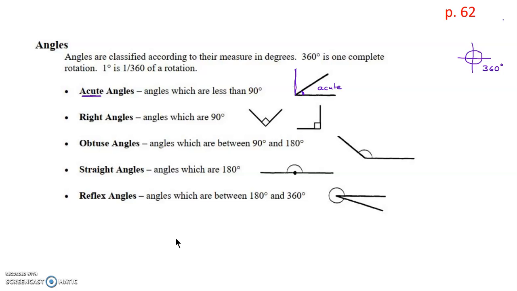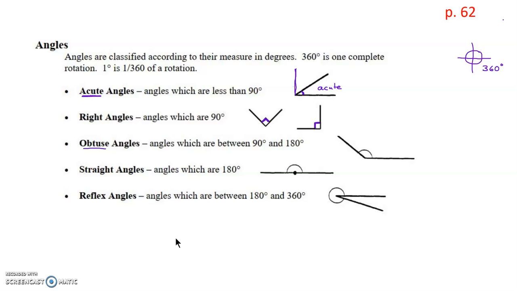Right angles are exactly at 90. So we have to be shown this square box in the corner. We have to see that to know that that's a right angle. We can't make assumptions. If we don't see that box there, it means it's not at 90, even if it looks like it. It should always be present there.